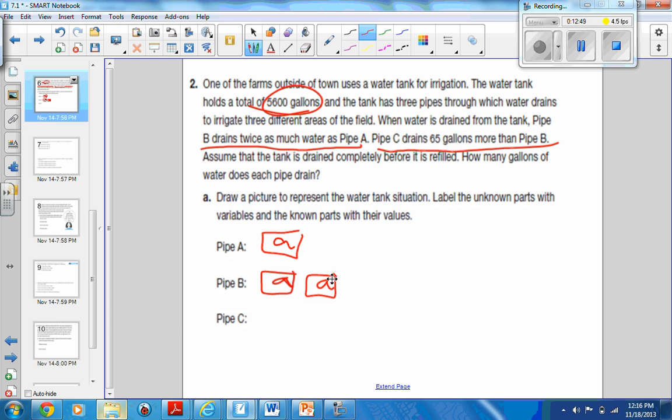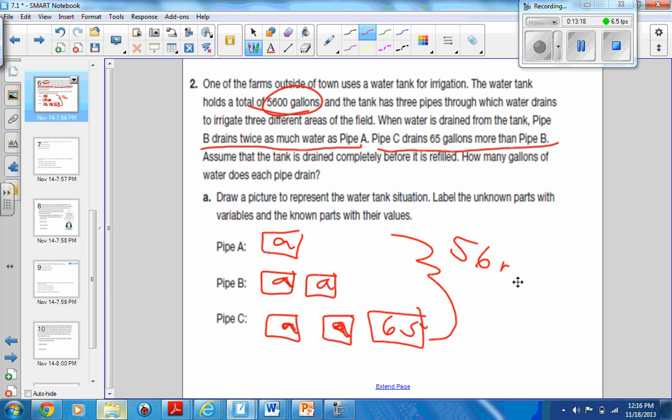And then pipe C drains 65 gallons more than B. Well, B is two A's, so we have to draw those two A's. But it says it's 65 more gallons, so we're going to have to draw a box with 65. So we have the two A's plus that 65, because pipe C is B plus 65. And then we said the total is 5,600 gallons. So this is what your picture should look like.